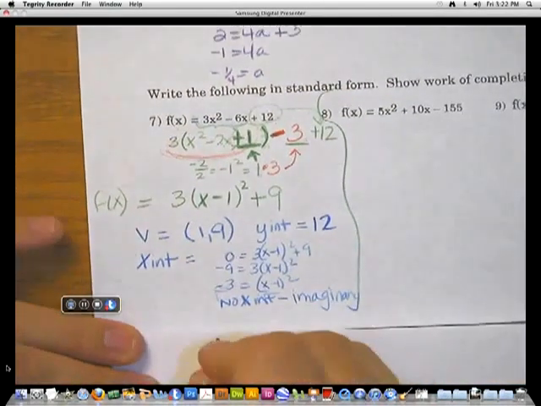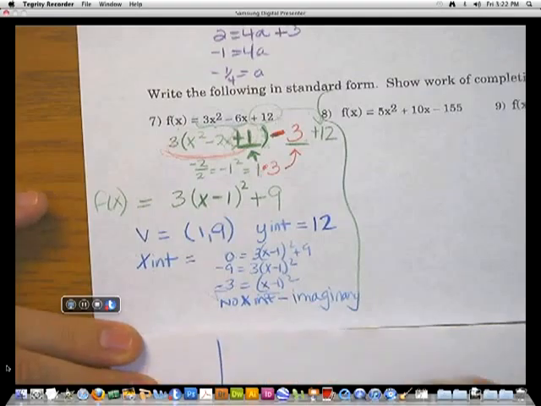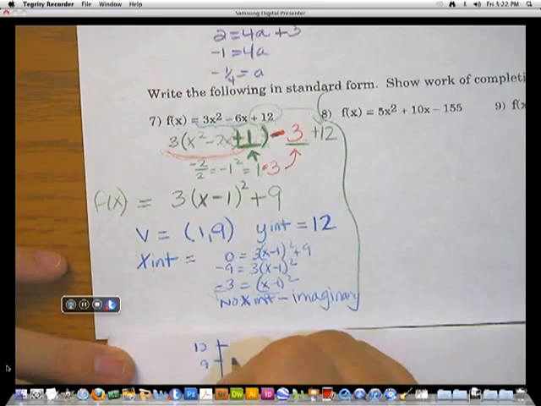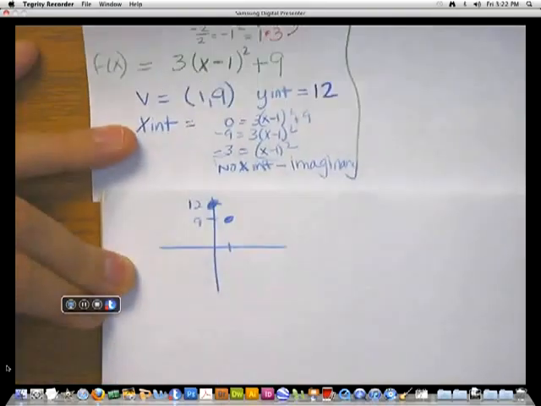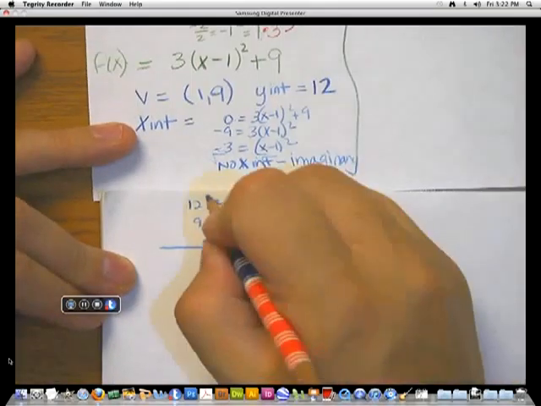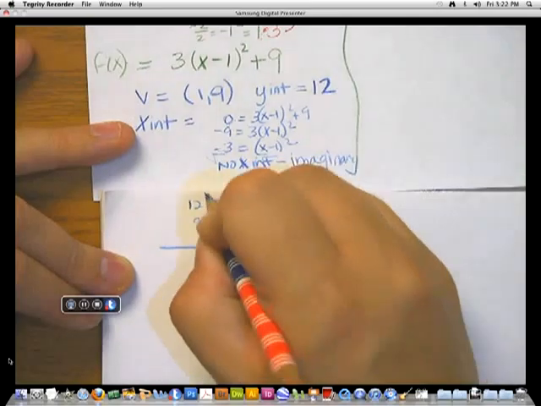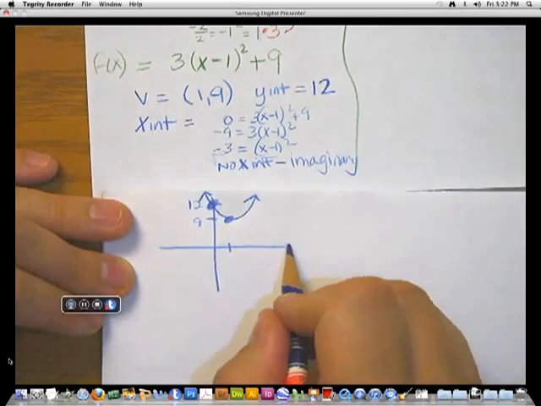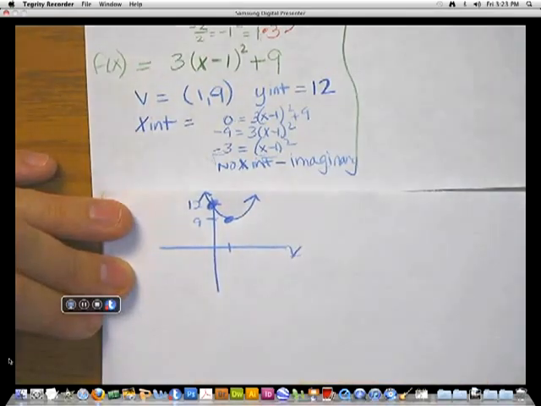So then what you're going to do is graph it. That's going to be the last part. So when I graph this, again, it doesn't have to be exact. Just know that 12 is probably up there, 9 is up there, here's 1. So 1, 9 is my vertex. There is my y-intercept. And when I connect the dots, I know it goes upward because my a is positive, but I also know it's not going to cross the x-axis because my intercepts are imaginary, meaning they don't exist.